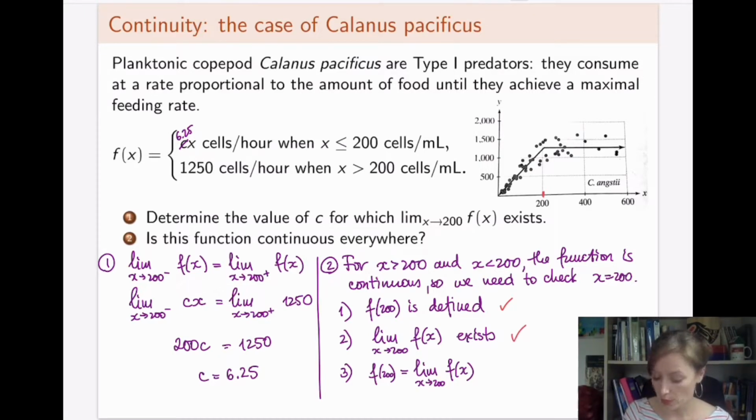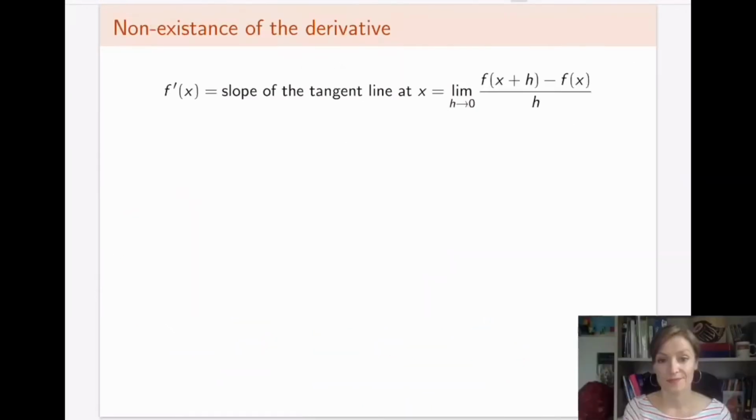And then the last part says, does the function value equal the limit? And again, we can plug things in here, right? So this will be 6.25 times 200. And the limit from the right, though, was exactly computed as the exact same number, so 1250. So yes, this also works out, which means that the function is continuous at 200, which means that it's continuous everywhere.